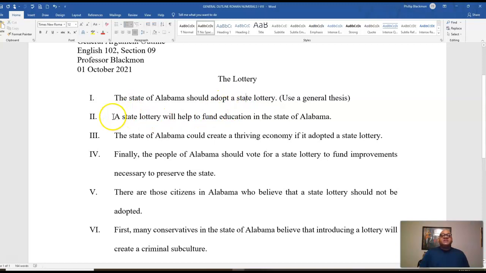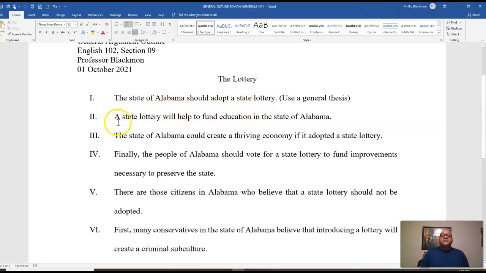The next thing you want to do, Roman numerals 2, 3, and 4. Think about this. My thesis statement is the state of Alabama should adopt a state lottery. I need to give the reader 3 good reasons why. Why should the state of Alabama adopt a state lottery? This is going to be my individual arguments about the thesis, okay? So look at this. I want to know why. I ask myself why.